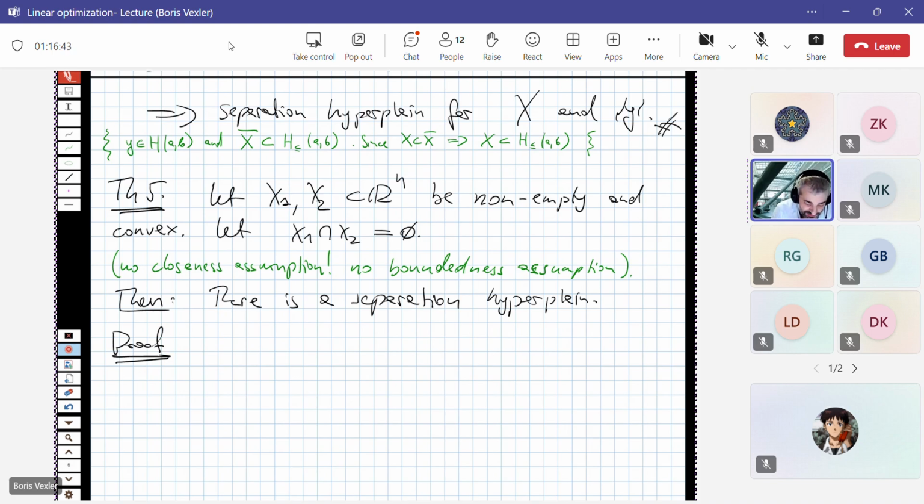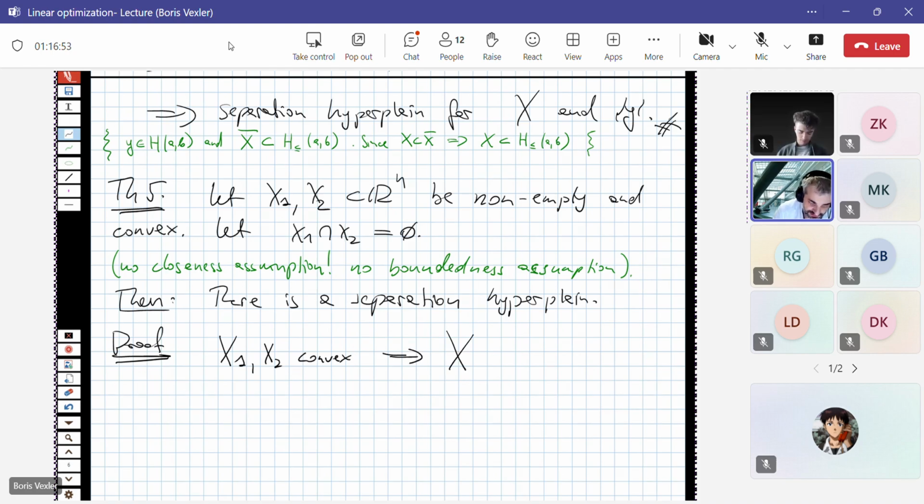The proof is as follows. We take this x1 and x2, which are convex, and consider capital X as a difference of them, x1 minus x2. And this is also convex. We discussed that the sum or difference of convex sets is convex. Okay. Now, this is what we know.